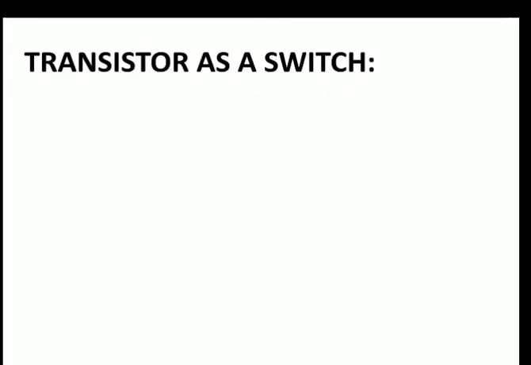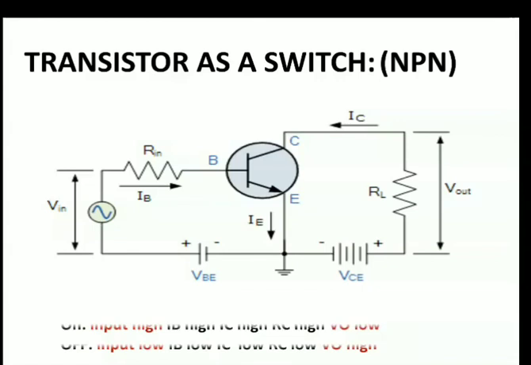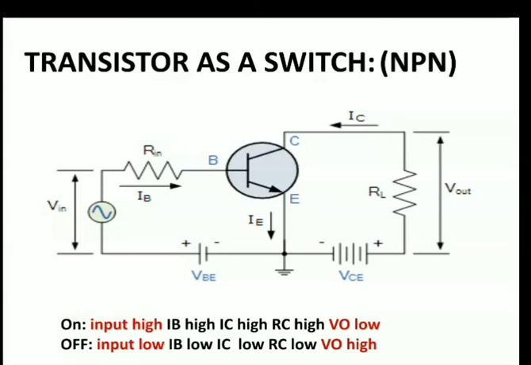Next, how the transistor works as a switch in NPN. Here, the same way, we are choosing an NPN transistor. Here the connections are made similarly, that is, base emitter should be forward biased, and similarly base and collector should be reverse biased.